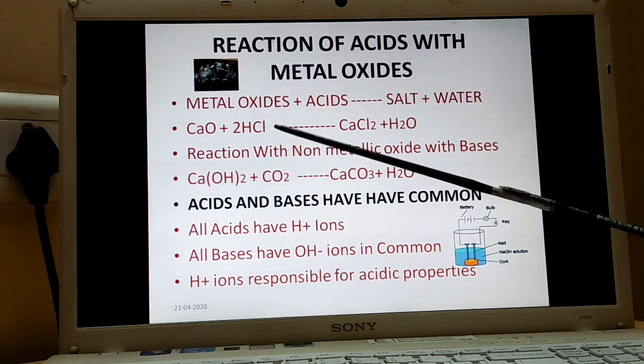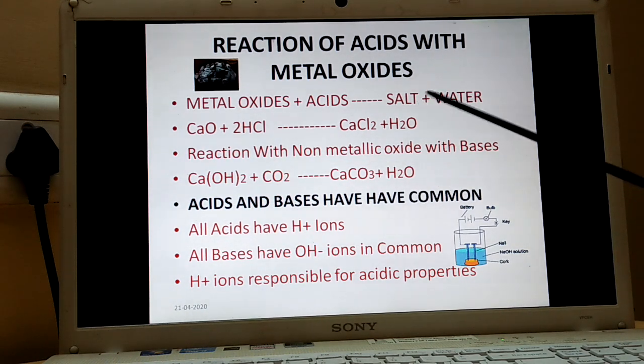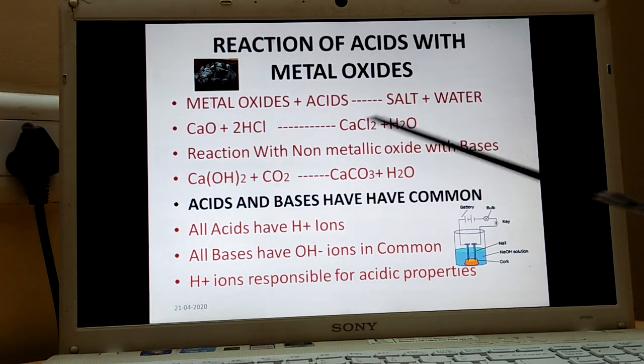When it is made to react with any acid, what is formed? Again, salt and water. Now, what is salt? Calcium chloride is a salt. This is a salt of calcium, formed along with water.